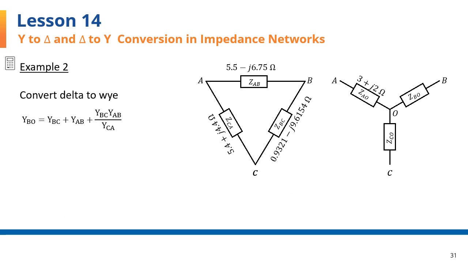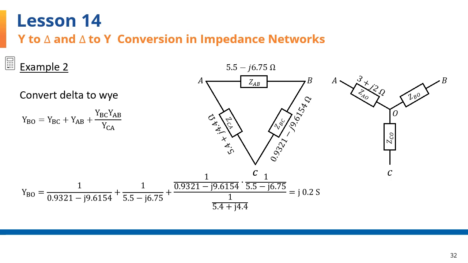But again, we'll start with YBO, which equals the sum of the two admittances from here, YBC plus YAB, plus their product divided by the admittance of the third one. Again, I'll insert the inverses of each of these impedances in the equation. Product divided by the third one being this one. And that will give me YBO, which comes to J 0.2 Siemens.